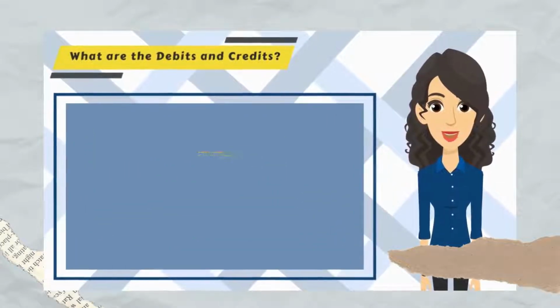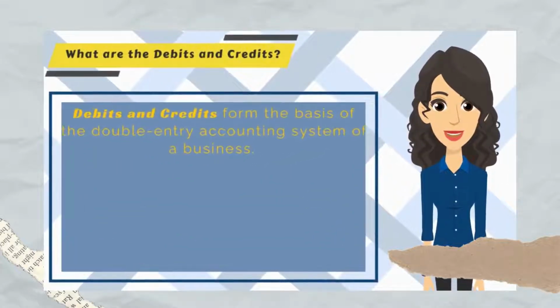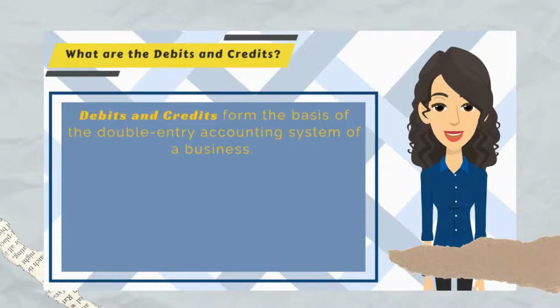What are debits and credits? Debits and credits form the basis of the double-entry accounting system of a business. Debits represent money that is paid out of an account, and credits represent money that is paid into an account.